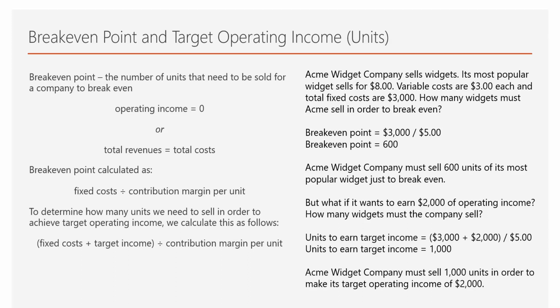So in order to earn target operating income of $2,000, I'm going to adjust that break-even formula, and I'm going to add together my total fixed cost plus my desired operating income. And remember, from up above, my fixed costs are $3,000. Add to that my $2,000 of desired operating income, and that gives me $5,000. Take that total of $5,000, divide that by my $5 contribution margin per unit, and in order to earn $2,000 of operating income, I must sell 1,000 units. I must sell 1,000 widgets in order to make my target operating income of $2,000.